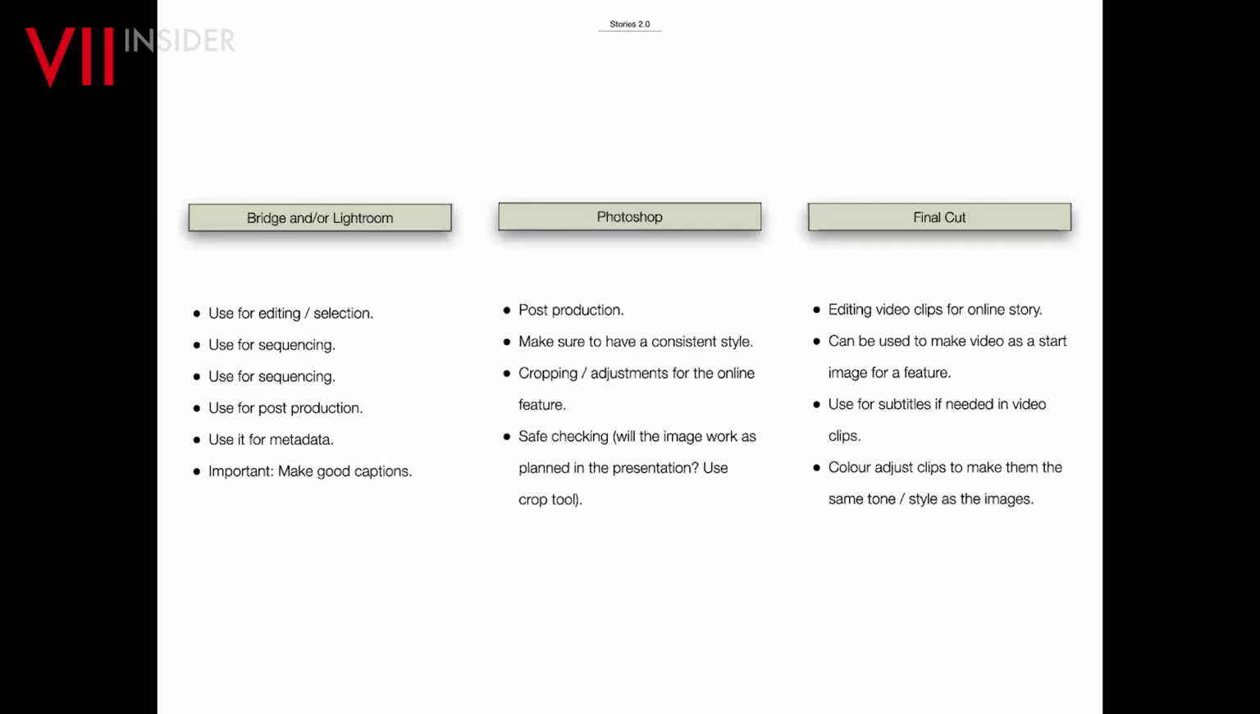And I also use Photoshop, of course, to crop and check the pictures so that they will work both on a laptop and on an iPhone if you use full screen pictures. And Final Cut I use to edit video clips. I use it to put subtitles on if there are people talking in them. And I also use it to color adjust the video clips so it sticks together with the images that are in the story.